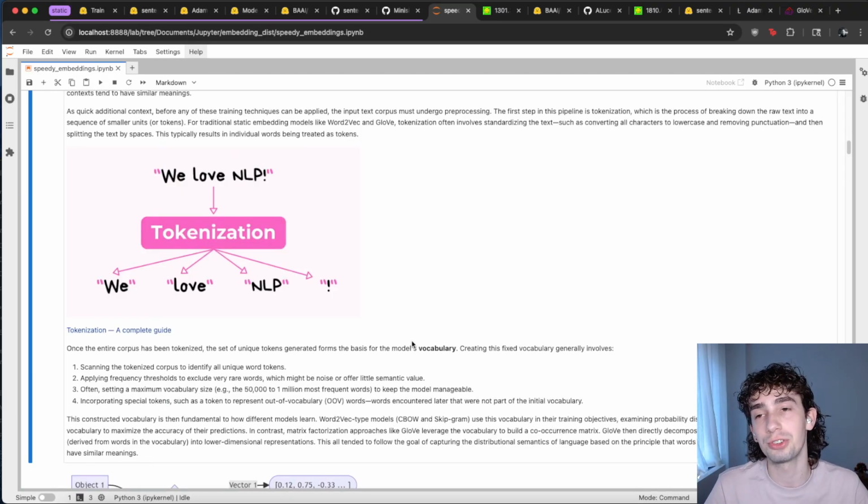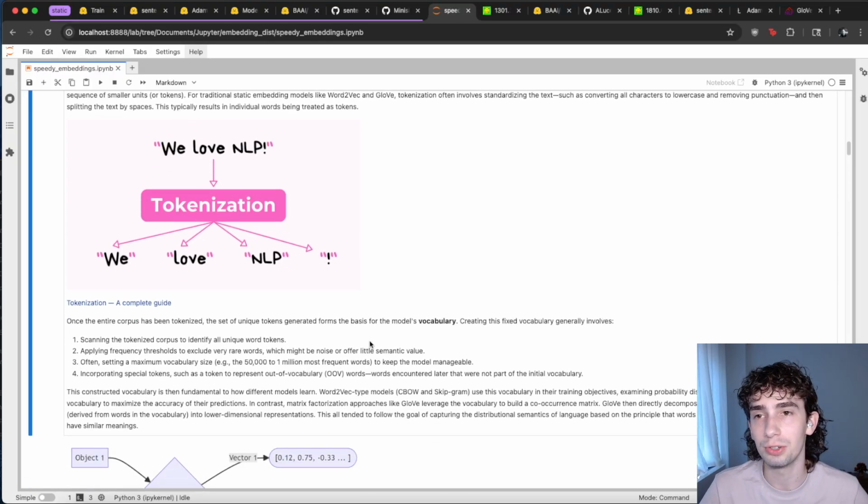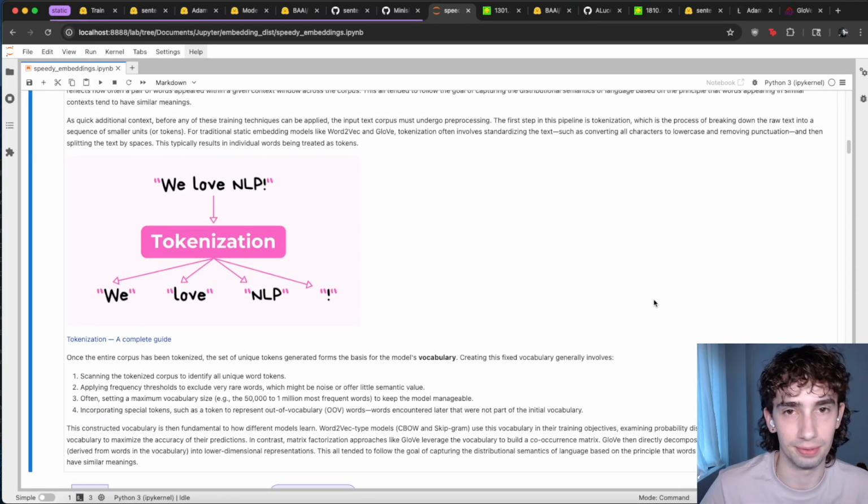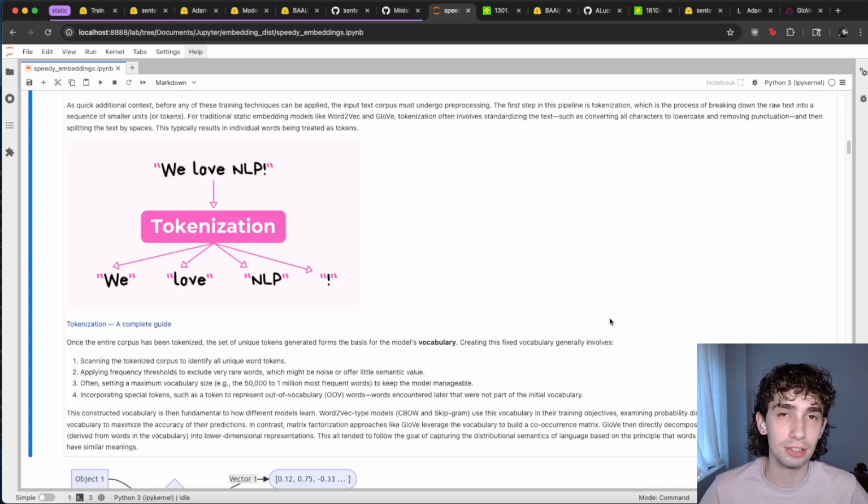Now, before we actually show some of these static embedding models in action, I do want to talk very quickly about the act of tokenization. Tokenization plays a very big part in this because essentially it's going to create what is known as the vocabulary for these models, or the entire range of different words or parts of words or combinations of characters that are going to be learned and understood over this training process.